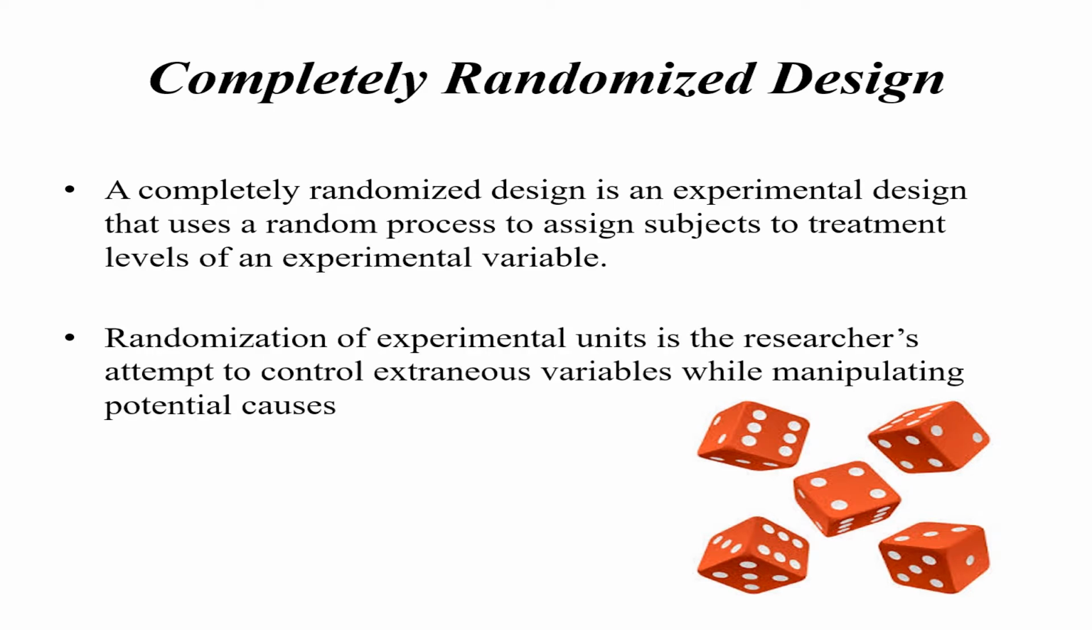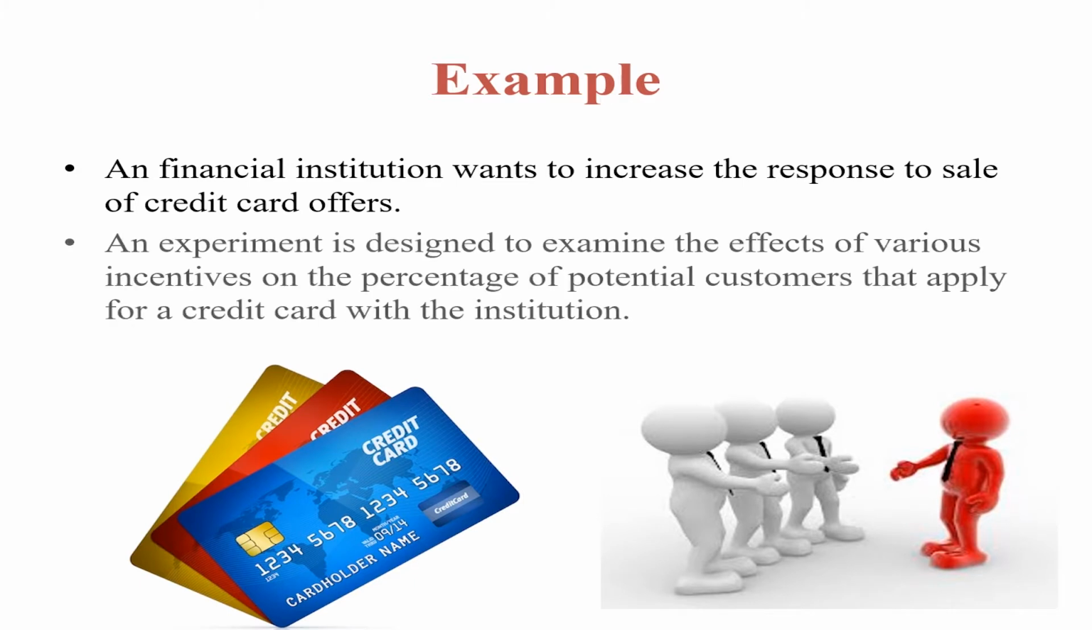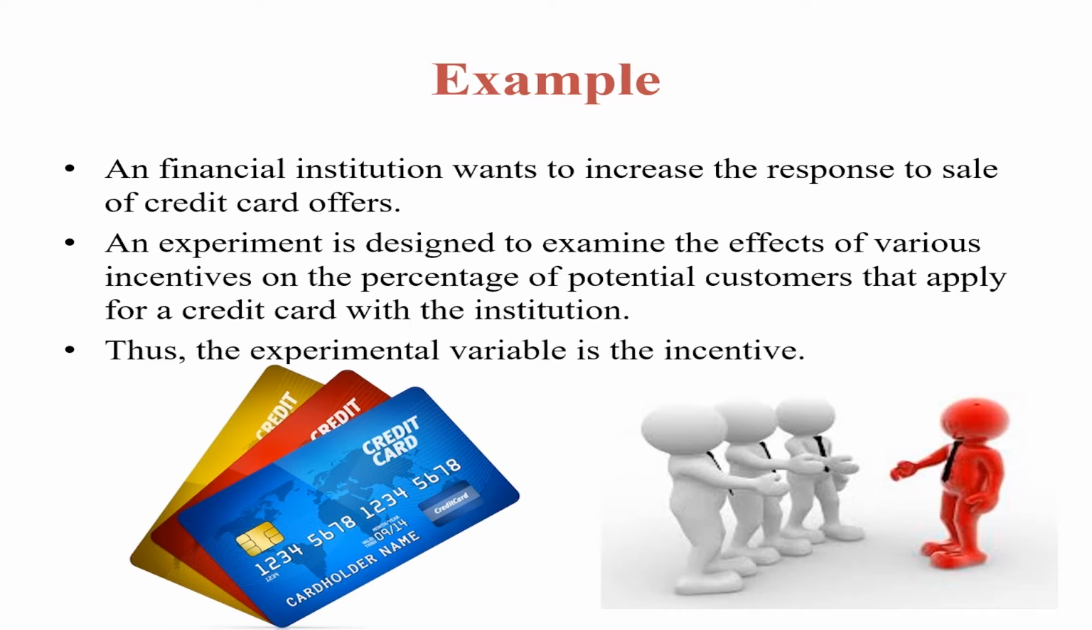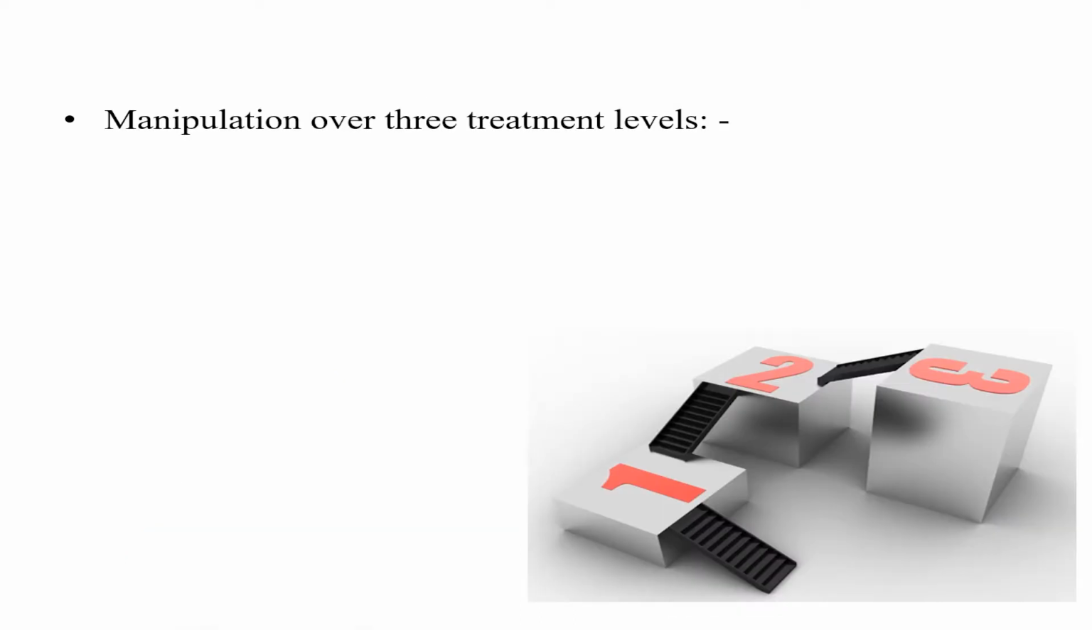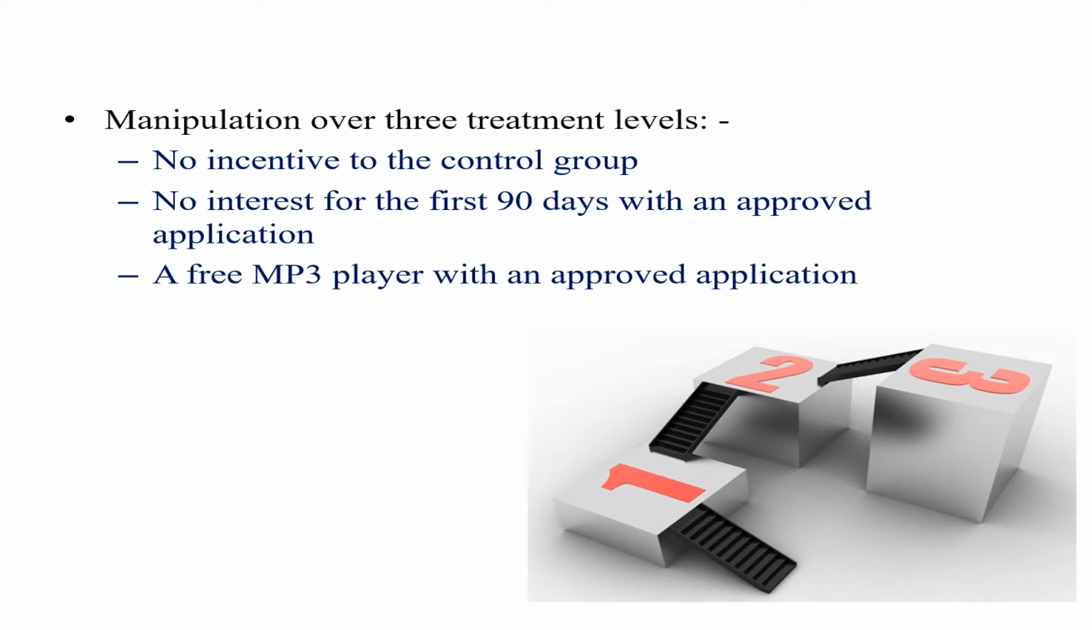For example, a financial institution wants to increase the response to sale of credit card offers. An experiment is designed to examine the effects of various incentives on the percentage of potential customers that apply for a credit card with the institution. Thus, the experimental variable is the incentive. This can be manipulated over three treatment levels. That is, no incentive to the control group, no interest for the first 90 days with an approved application, and a free MP3 player with an approved application.